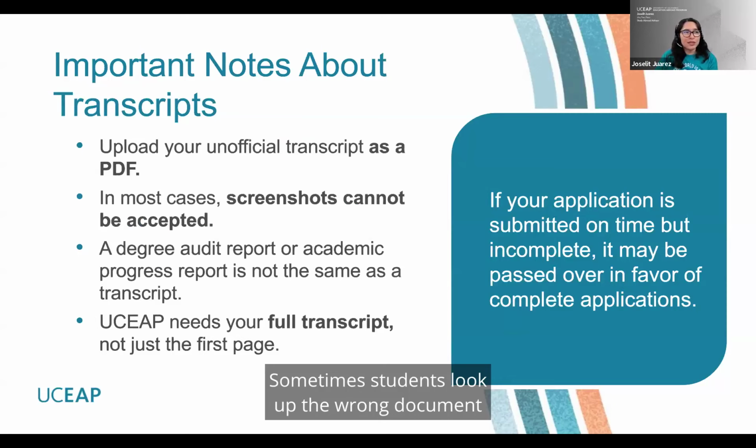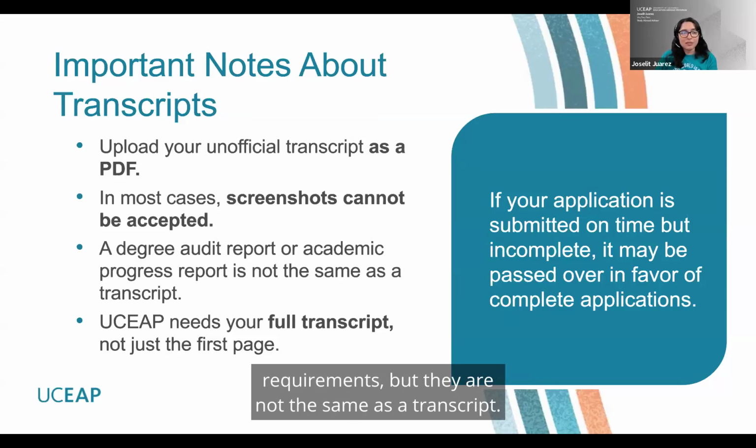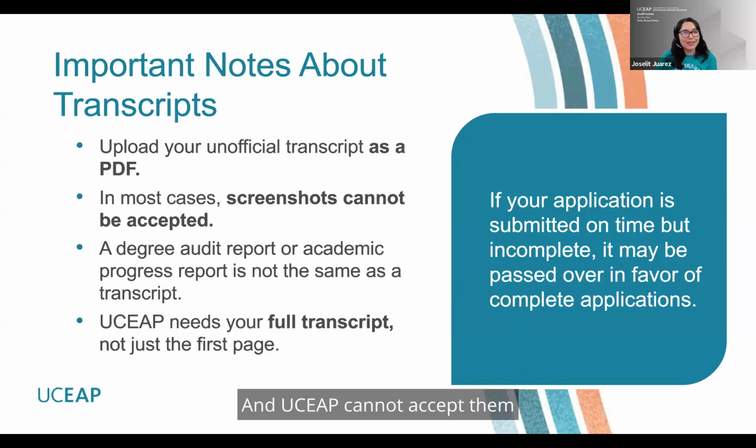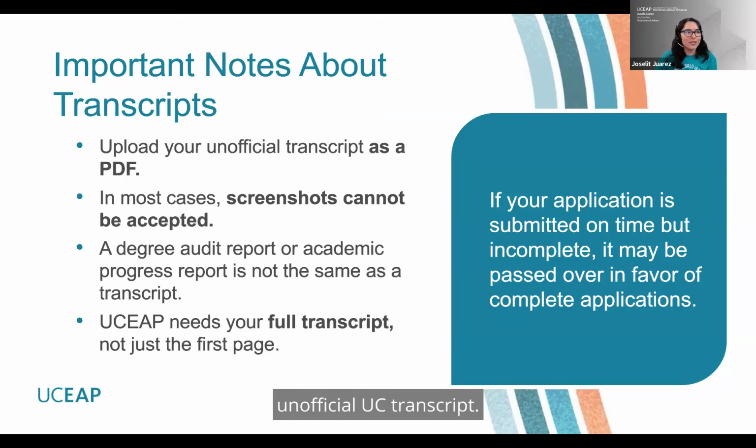Sometimes students look up the wrong document and end up submitting a degree audit report or an academic progress report instead of a transcript. These documents might show you your progress towards degree requirements, but they are not the same as a transcript, and UCEAP cannot accept them, and we will not use them in order to determine your eligibility. So just make sure that what you're actually uploading is an unofficial UC transcript.